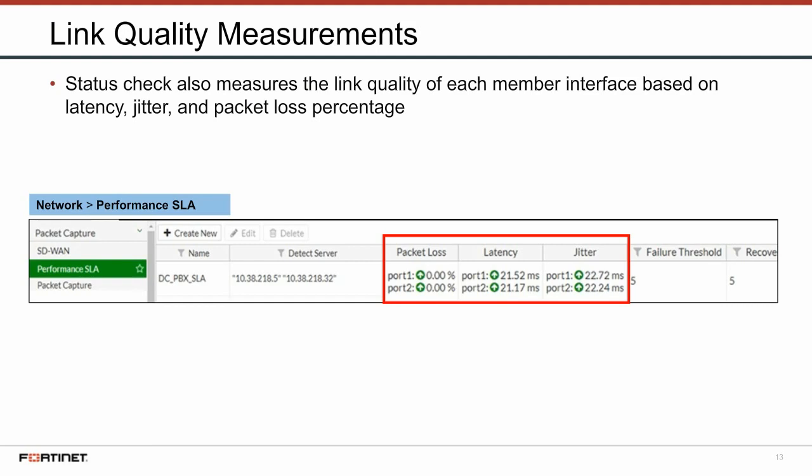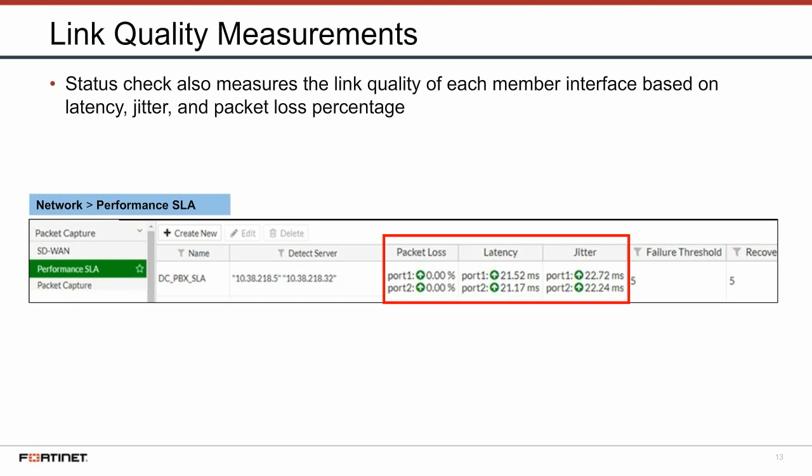The Performance SLA Health Checks measures the quality of the links connected to the member interface participating in a Performance SLA. 3 different criteria are used for this measurement: latency, jitter, and packet loss percentage. It's these values that are used against the SLA criteria within the rules that are used to route traffic based on the link quality of each member.